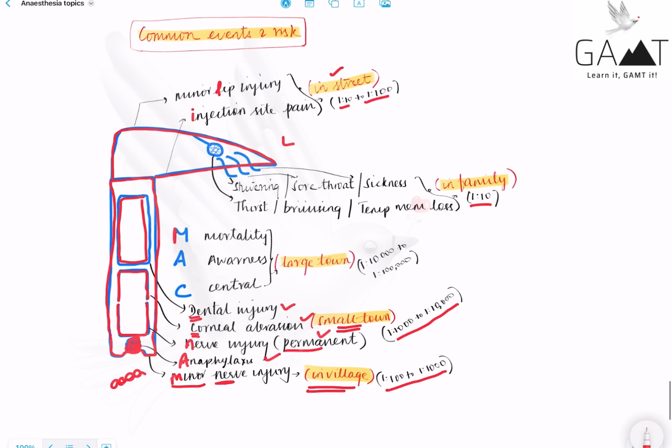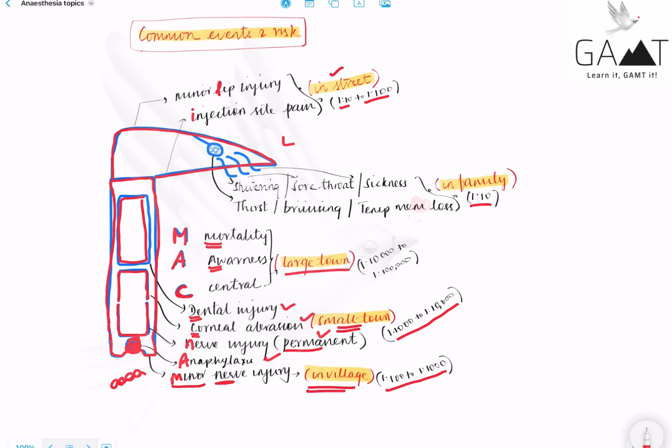And finally the MAC. The M stands for mortality, death under anesthesia. A stands for awareness under anesthesia. C is central vision loss. This is very rare, less than 1 in 10,000, 1 in 10,000 to 1 in 100,000. Pretty rare, and this is equivalent of one person in a large town having that complication.